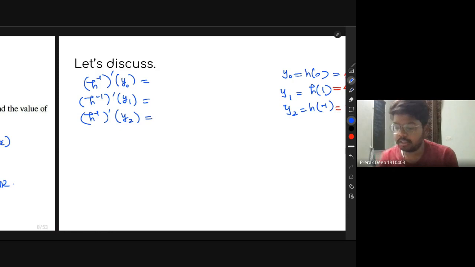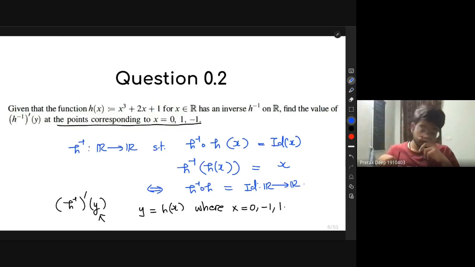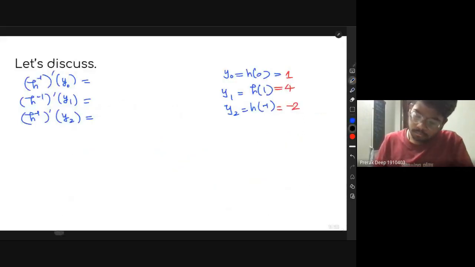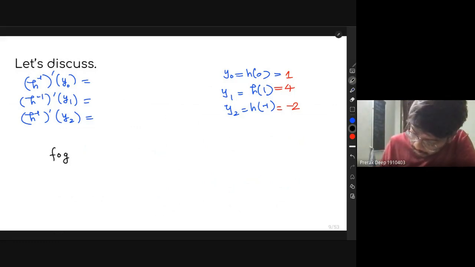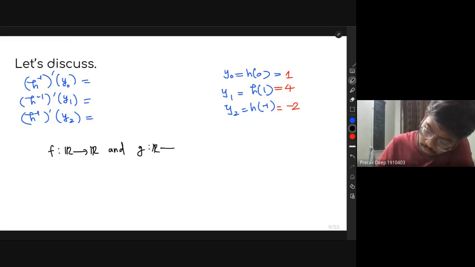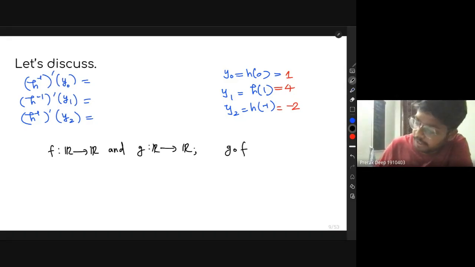The idea to do this is to use the composition of two functions. So what is the composition of two functions? We define the differentiation of composition of two functions. Let's say I have a function f from R to R and a function g again from R to R. So the composition of function g composed with f makes sense. It will again be a function from R to R.